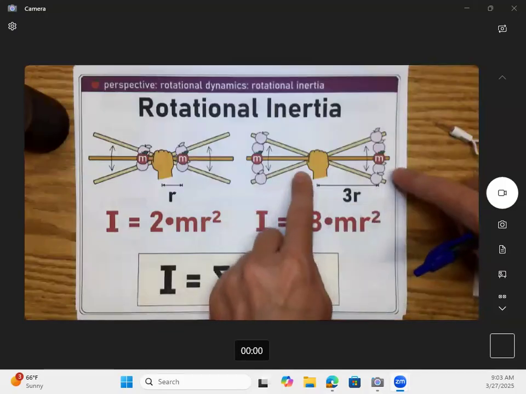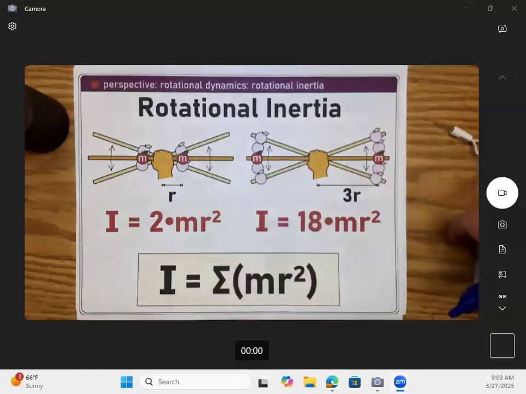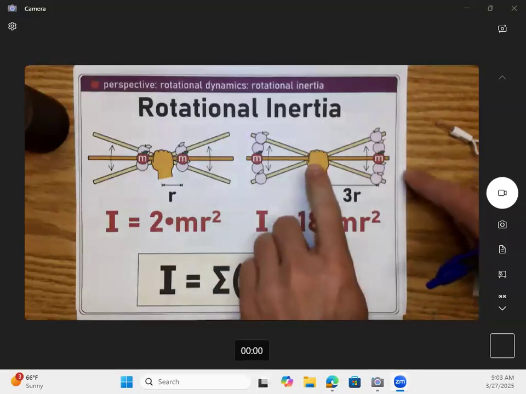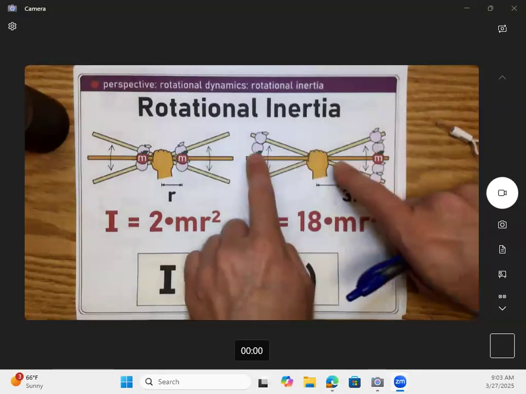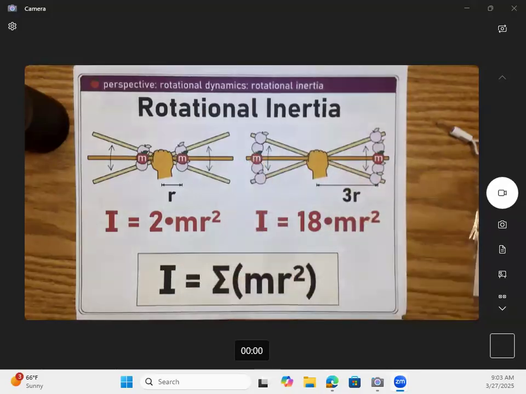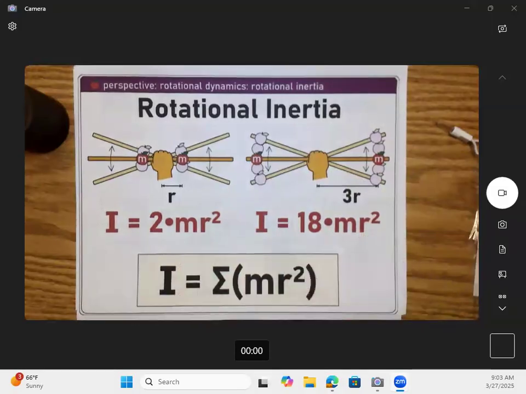And here, if I triple the distance, tripling the distance does what to the rotational inertia? 9 times, because it's r squared. So I got m times 3r squared. That's like 9r squared here, and another 9r squared here. Add it all up, that's 18r squared. And then this compared to this, yeah, it is 9 times, isn't it? It's 9 times.